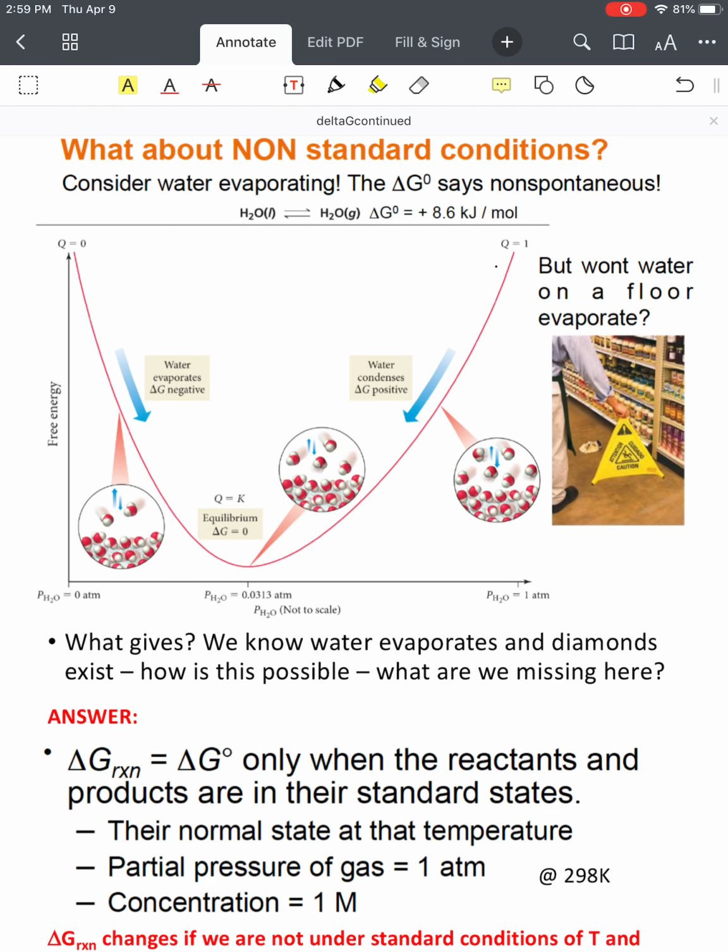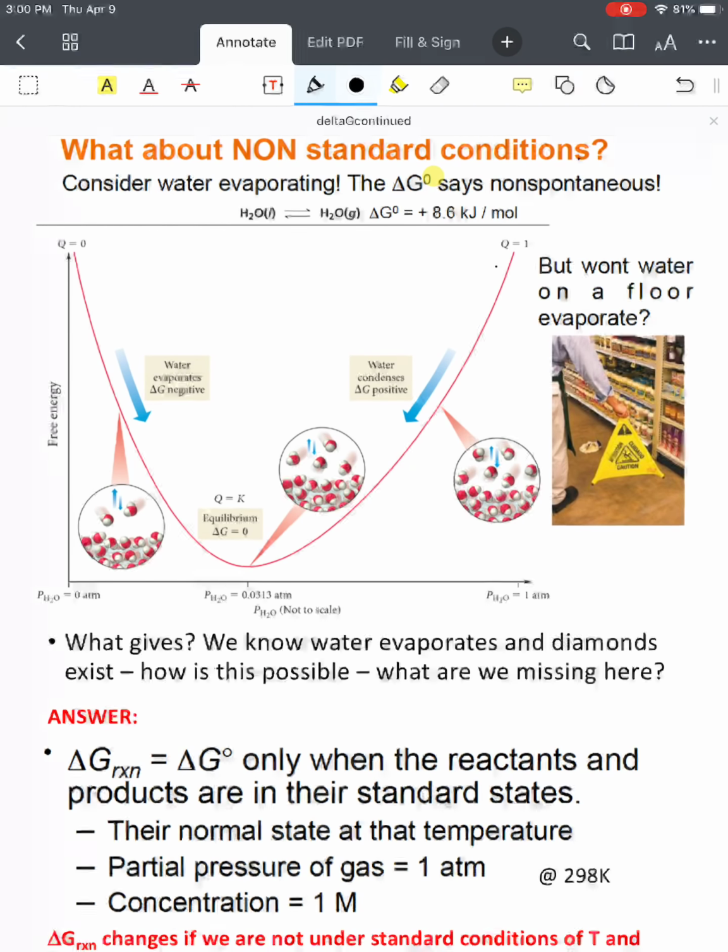Remember earlier in class, I made this point, and even in previous classes, that little superscript, the 0, is oh so important, right? Because that 0 specifies standard conditions. What are our standard conditions again? Well, remember, temperature was 298 Kelvin. You say, well, big deal. I can evaporate water at room temperature, right? So that's not going to help us in terms of figuring out what's going on here.